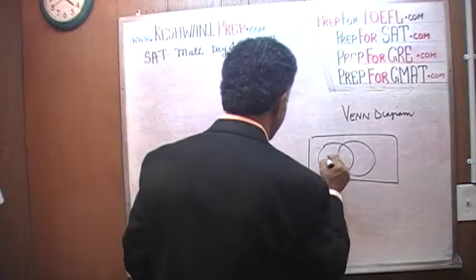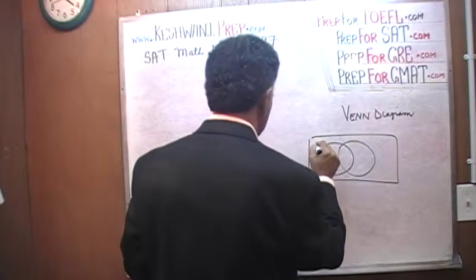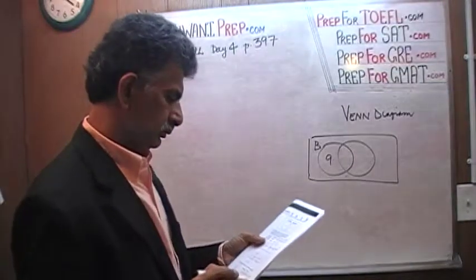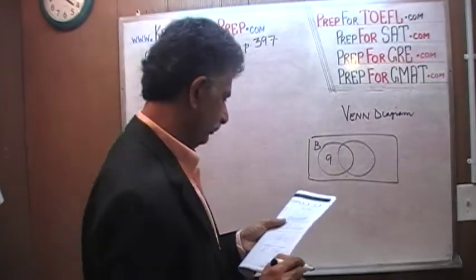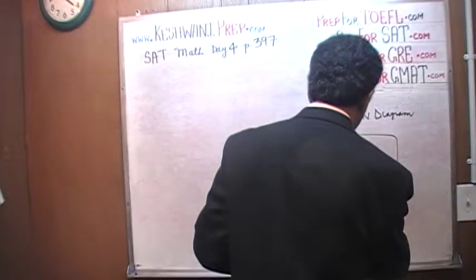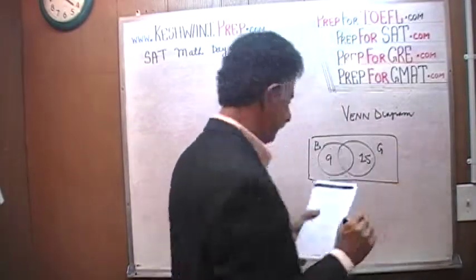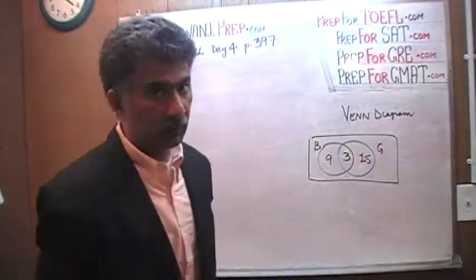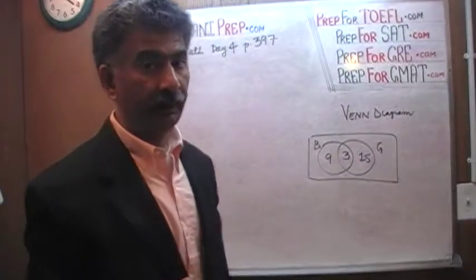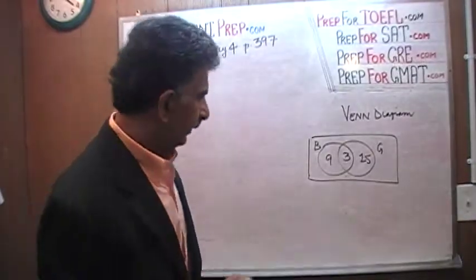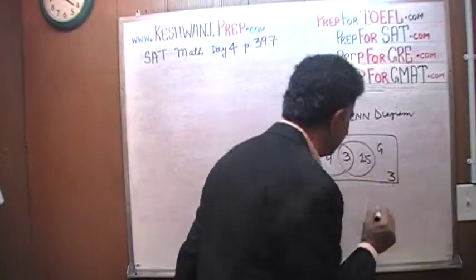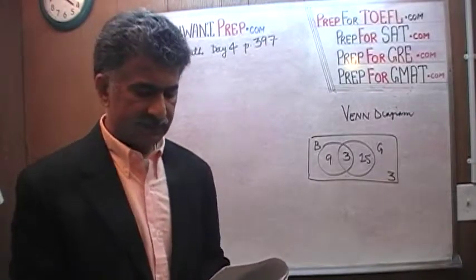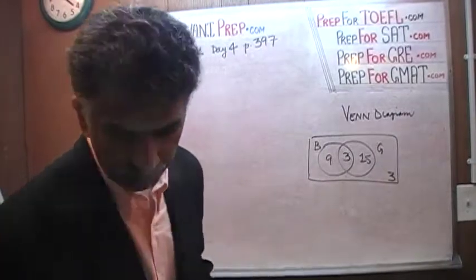We are told that there are 9 people who study butterflies. There are 15 people who study grasshoppers. Lucky them. And there are 3 of them who are even more lucky because they study both butterfly and grasshopper. And there are 3 of them who study neither. And there are altogether 30 science students. This is how you read the Venn diagram.